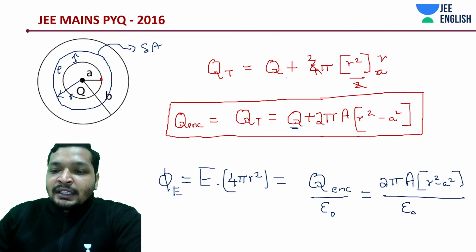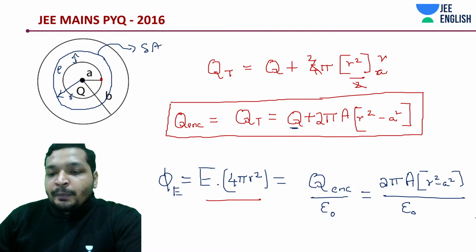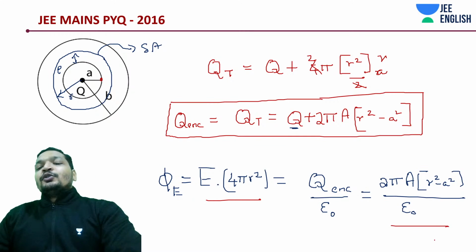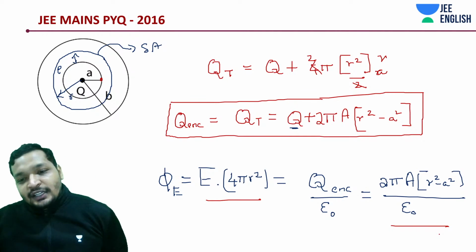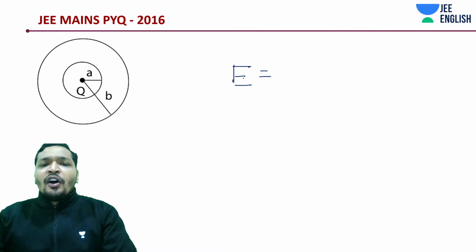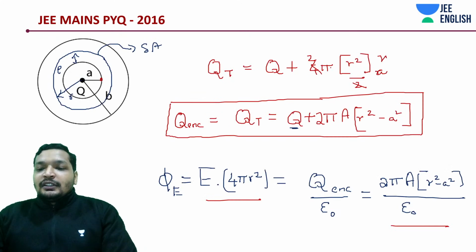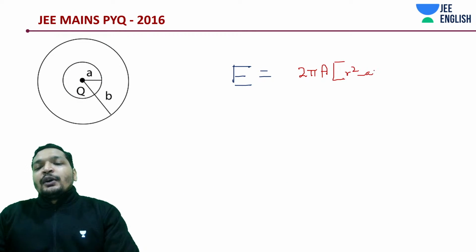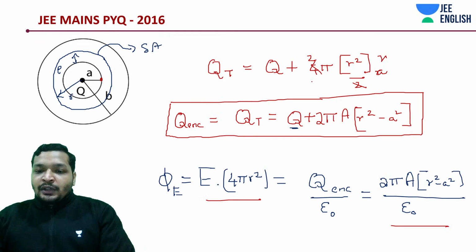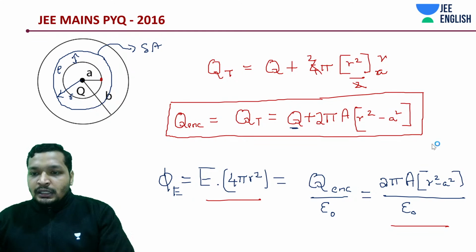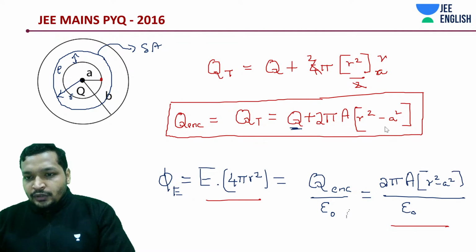Alright, I'm going to do the same thing. So it's E into 4 pi R square, which are the two things that I'm going to manipulate. One is going to be E into 4 pi R square, and the other is 2 pi A into R square minus A square divided by epsilon naught. Alright, so yes guys, it's a simple question. Plus of Q. Where is that Q? Q is missing in this thing. Let me add that Q. That should have been Q, right? Q enclosed includes two parts.